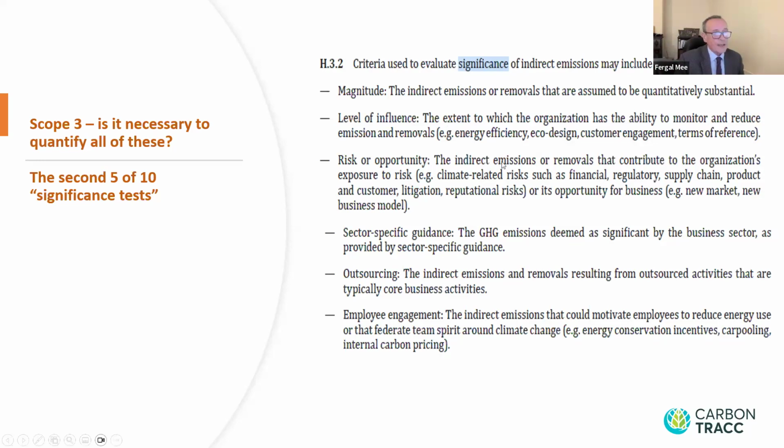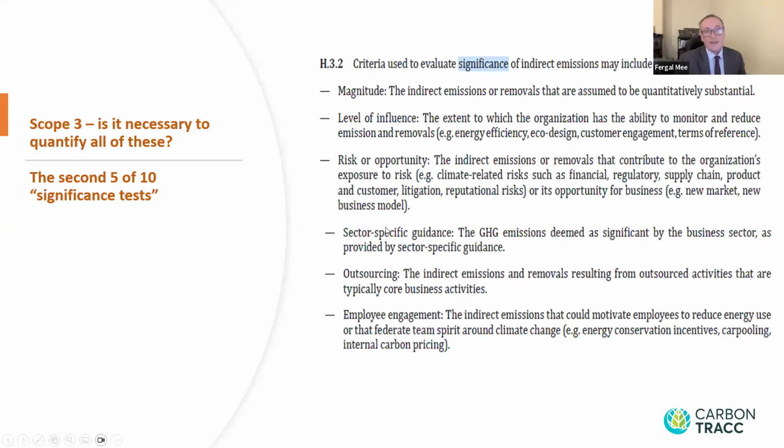Risk or opportunity: can the Scope 3 emissions contribute to our risk or exposure to risk? Financial risk, regulatory risk, supply chain, customer risk. If we don't include the Scope 3 emissions in our phone manufacturing, well then our Gen Z customers might buy a phone from a company which does do the Scope 3 emission quantification.